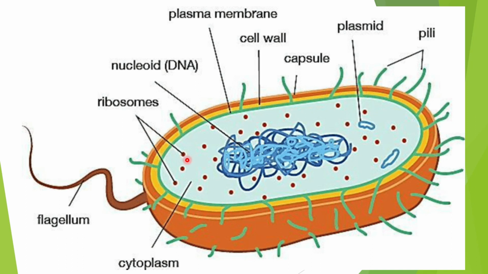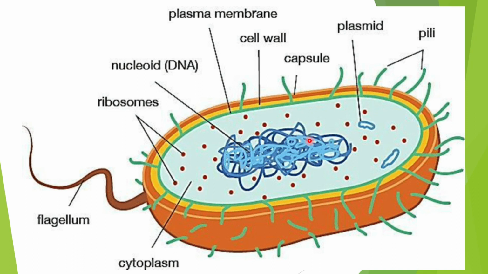Then coming to the cytoplasm. It is a suspension of organic and inorganic solids in a watery solution, and it has structures like ribosomes and plasmid. Ribosomes are granules distributed in the whole cytoplasm and they are responsible for protein synthesis. In prokaryotes, we can see 70S ribosomes and in eukaryotes, we can see 80S ribosomes.